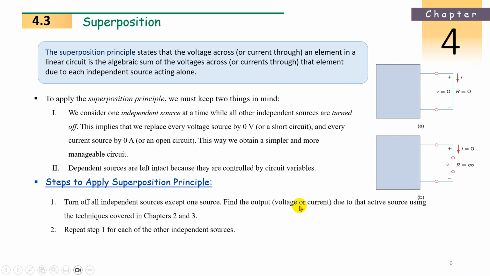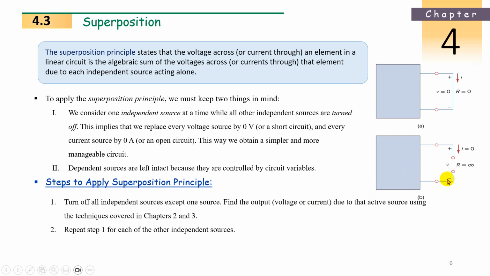Find out the output voltage or current due to the active source using the techniques covered in chapters 2 and 3, like Ohm's law, Kirchhoff's voltage and current laws, nodal analysis, mesh analysis. Any technique you can use. Find out the currents in the different branches. Second, repeat step 1 for each other independent source. Let us take 3 independent sources. I have to solve the circuit 3 times, and in the 4th step I will get the complete result.